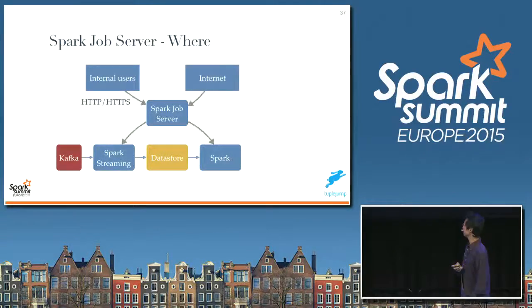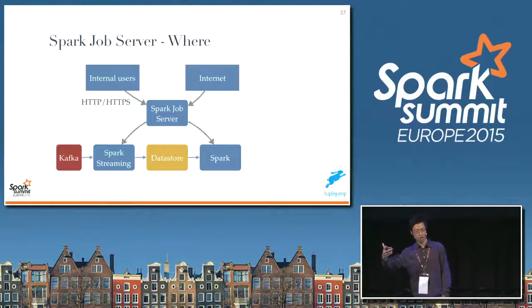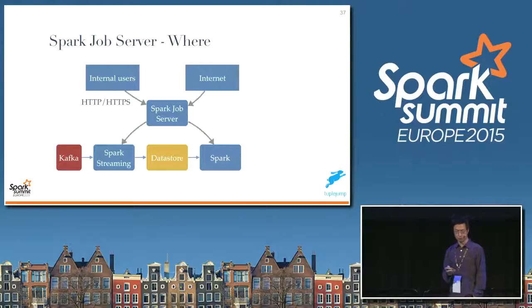Where does this fit into your stack? So, a pretty typical Spark stack: let's say that you're running Spark for your batch jobs, or you have a streaming pipeline. You have Kafka going into Spark Streaming into a data store. You can imagine a Spark Job Server sits on top of either your streaming or your regular batch workloads. And it can be used as a front end for Spark for your internal enterprise, as well as for public cloud, because it does have HTTPS and authentication support.